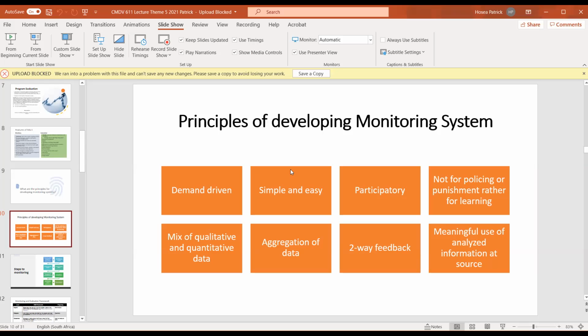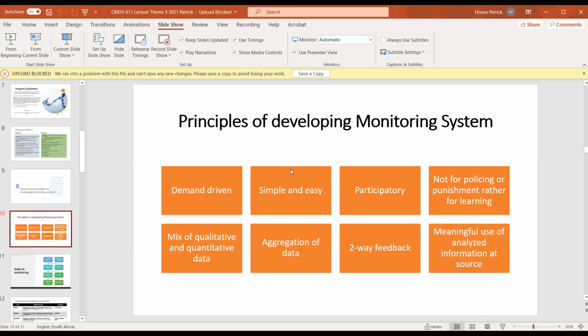Like we said, it is possible for you to have the same project in two different communities, but your monitoring system will not be the same, right? Why? Because the peculiarity of that particular community will determine how you are monitoring your particular project. So that's what we imply by it must be demand-driven, right? There has to be a need for that particular monitoring system for you to develop it.